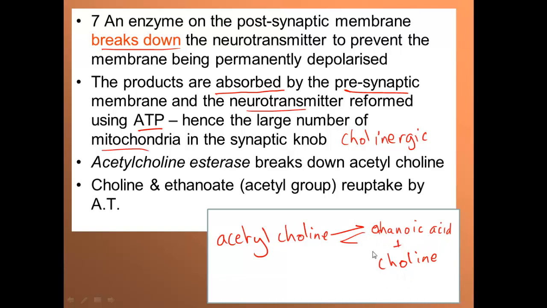So ethanoic acid plus choline. This is a reversible reaction. This way is the unenergetic way. This is catalyzed by acetylcholinesterase. And this bit here is going to require ATP coming back, and there'll be other enzymes doing that.